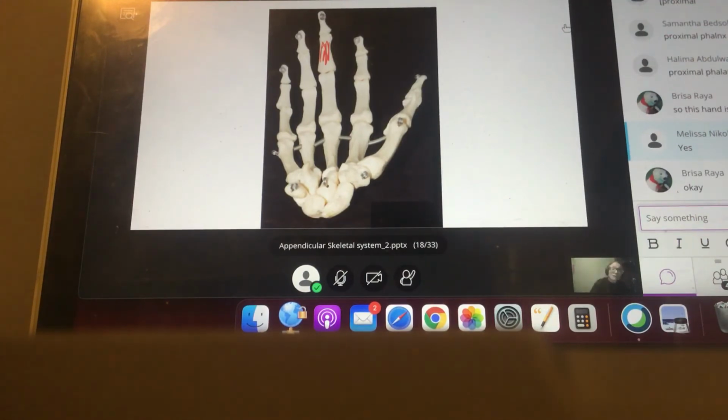But you got to know, right? Because this is proximal, this is middle, this is distal. This is proximal, this is distal. So yes, it does matter. Right? Does that make sense? Yes. Yeah. I was tripping myself.